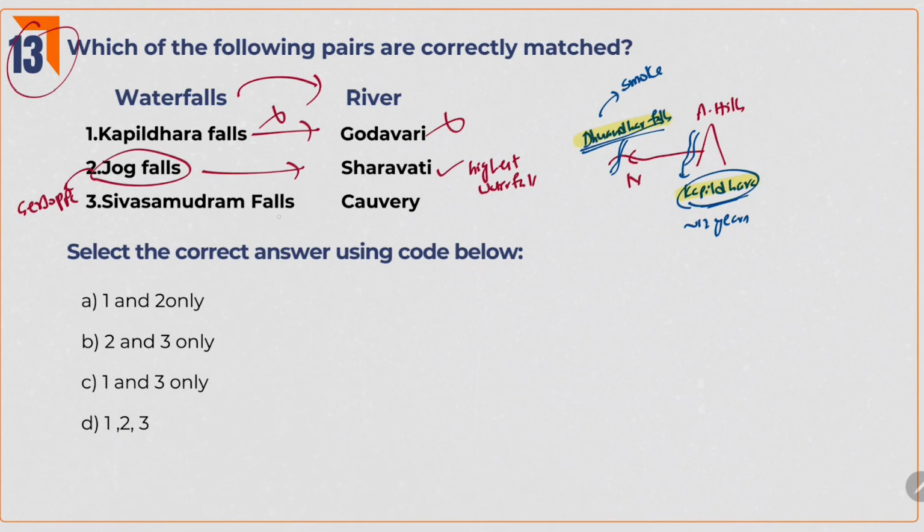And Sivasamudram Falls, Kaveri. This is also a right one. We have already discussed that there are 3 islands on Kaveri river: Sivasamudram, Srirangapatnam, Srirangam. Near that Sivasamudram island only we can find Sivasamudram Falls. So here answer is 2 and 3.